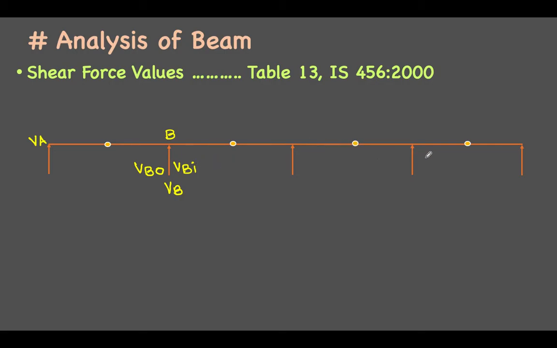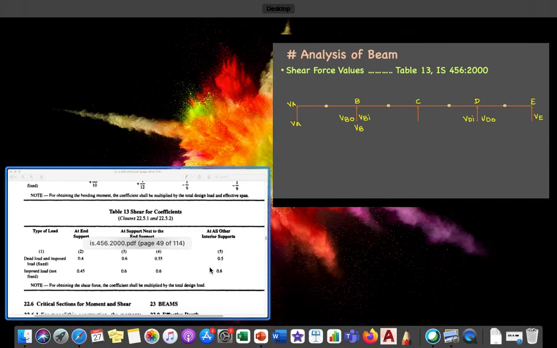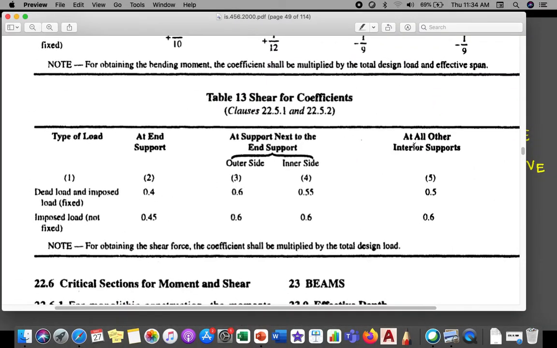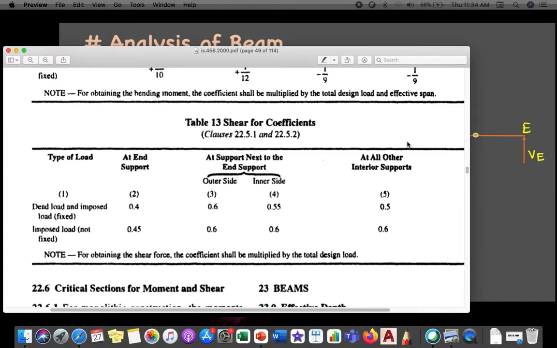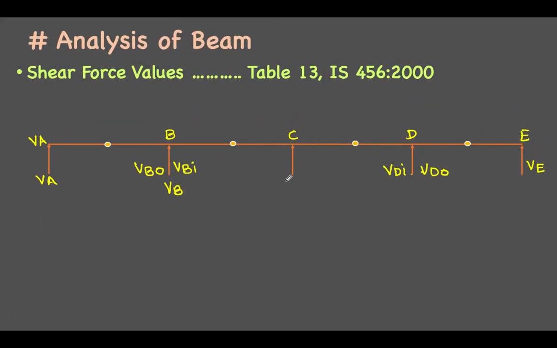Okay. Now we are having end support B, C, D and E. So if this is an end support VE, this is next to end support, and from this side, this is outer side, this is inner side. So this is VDO and this is VDI. Here it is VA. I'll be writing over here. Now we have to consider all other interior supports. So only one support is remaining over here. It is VC, which is other interior support.